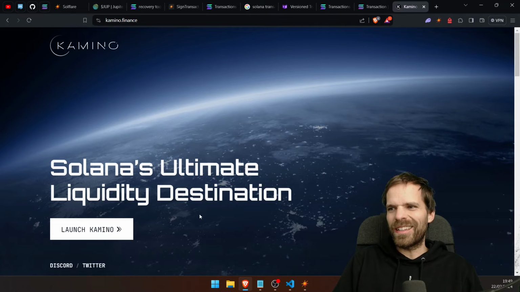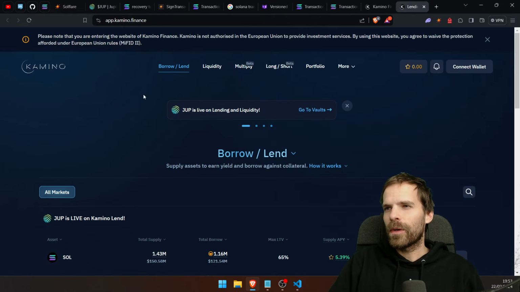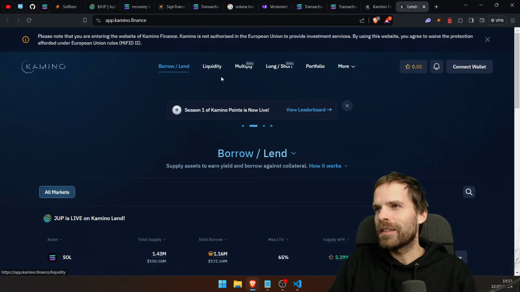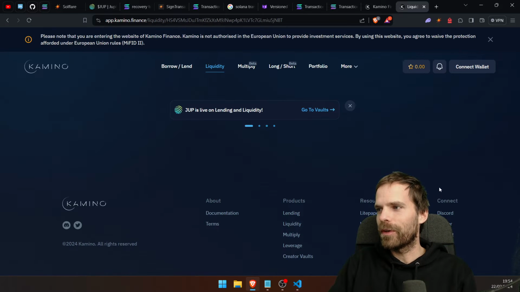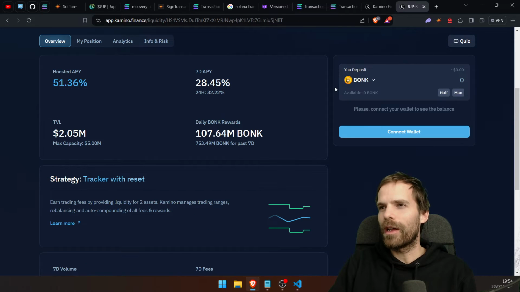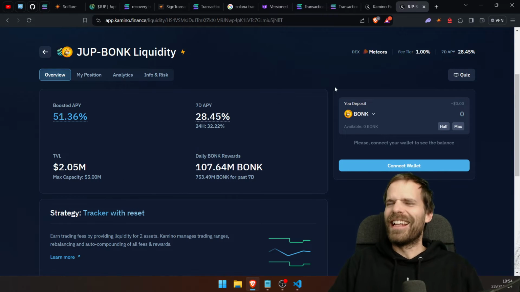Solana's ultimate liquidity destination. Okay, let's go to Kamino Finance. What can we do? Borrow, lend, liquidity. What would happen if I deposit here? Maybe I should go claim my Jupe so I can go stake it. Just to play around a bit with DeFi, let's do it.